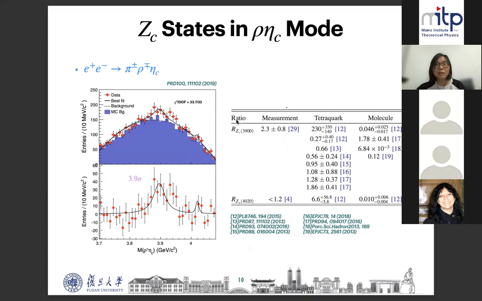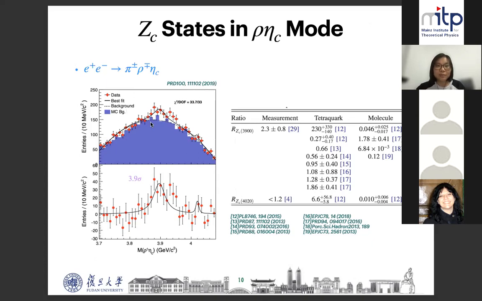Then I will go to the search for new decay modes of the Zc states. The first is the final state of rho eta_c. The decay rate of this mode has been predicted in different frameworks from the tetraquark and molecular pictures. The ratio of Zc decays to rho eta_c with respect to pi J/psi or pi h_c can be used to identify different intrinsic structures of the Zc states, as we can see here from the predicted values from different theoretical works, and the measurement.